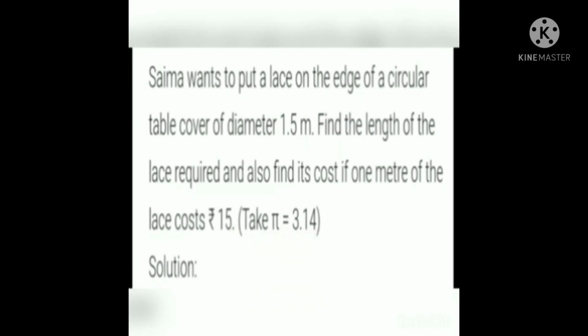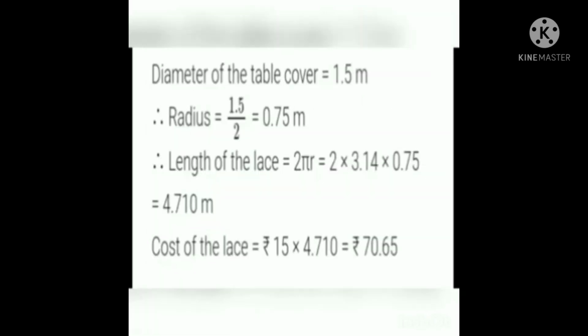So what is it? A circular table, isn't it? She wants to put the lace only on the edge of the circular table, not the full area. That means we only need to find the circumference, and the table's diameter is given as 1.5. It's given as diameter, not radius, so first we need to find the radius. Then we have to find the length of the lace required and also the cost. Same type of question, so we'll go to the answer.